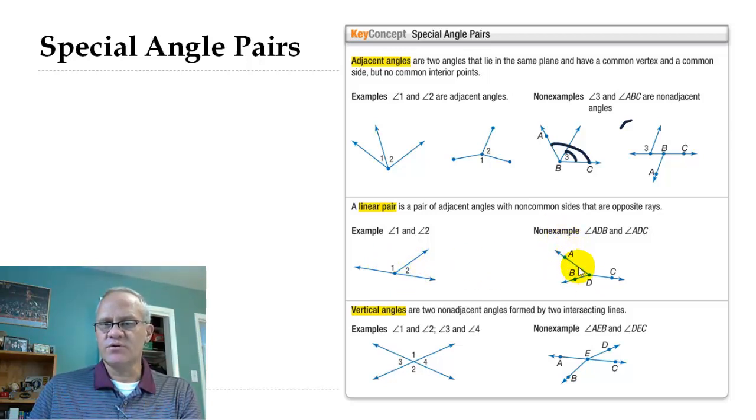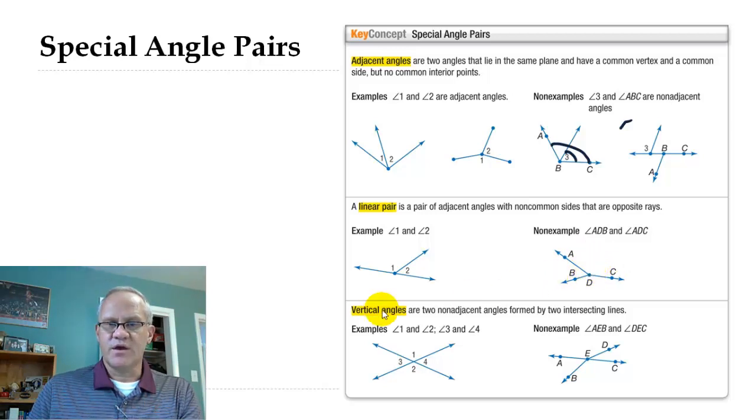Here's a non-example. If you notice, ADB and ADC share a common side right here, but their other sides don't form a straight line. You notice this is bent a little bit here, so this is not a linear pair. Even though these are adjacent, they're not a linear pair.